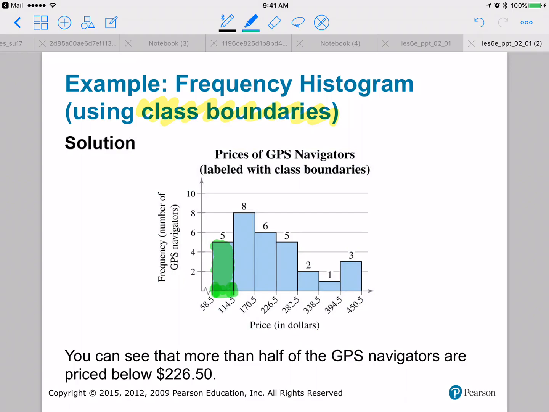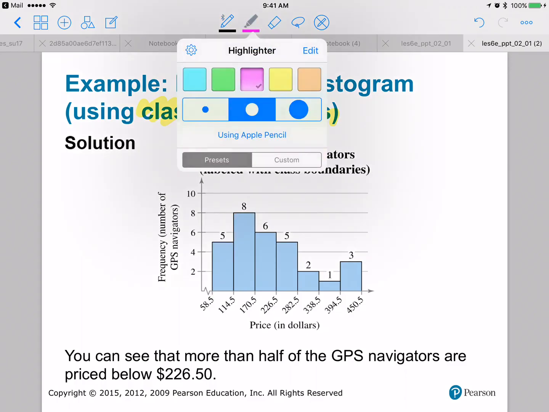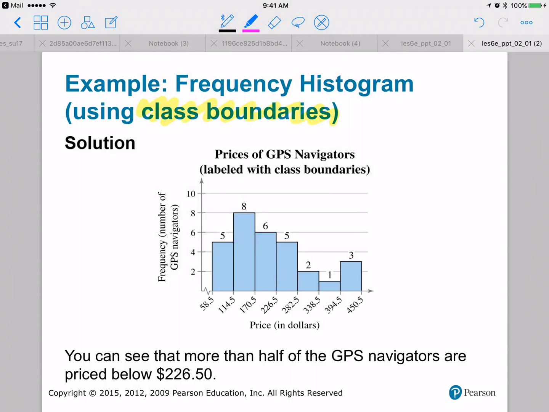And then according to this, you can see that more than half of the GPS navigators are priced below $226.50. So let's look at that. What would that mean? How do we know that? If we look here, which GPS navigators are priced below $226.50? Anything in here, right? So these are priced below $226.50, and these are priced above, right?